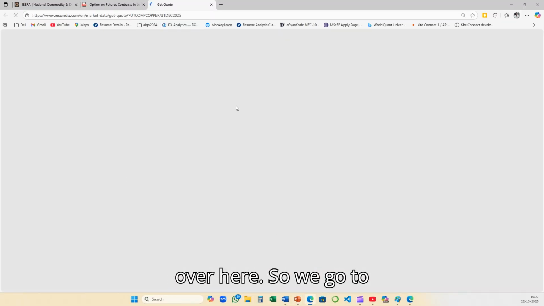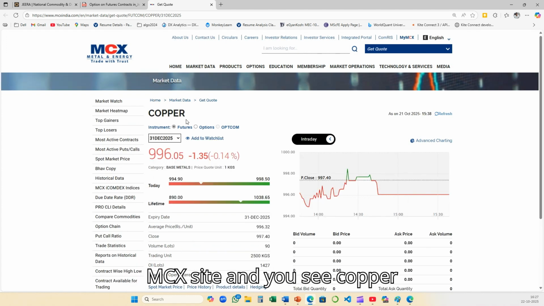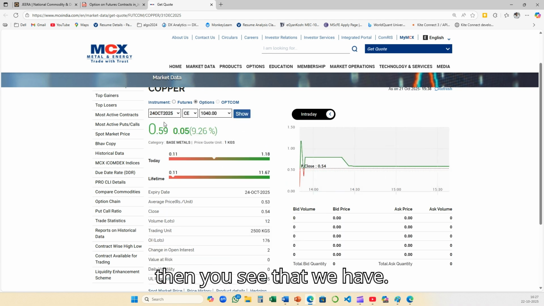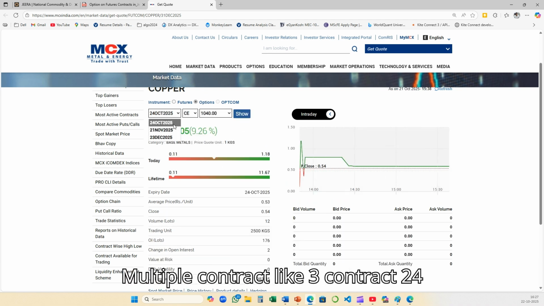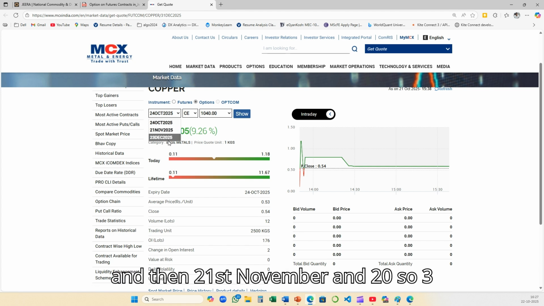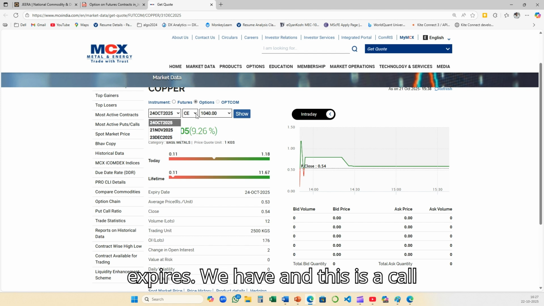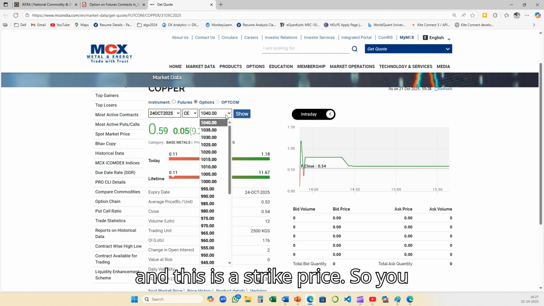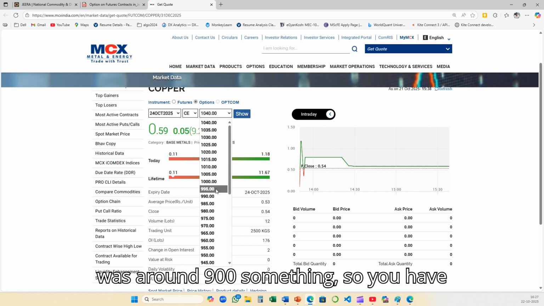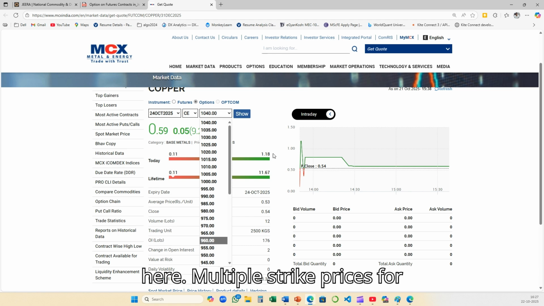So we go to the MCX site and you see copper, and the copper price was 996, which was down 0.14%. If I go to options, you see that we have multiple contracts, three contracts: 24 October, that is within a day or two, then 21st November and another. So we have three expiries, and this is a call and this is a strike price. Because we have seen the price was around 900 something, you have here multiple strike prices for that option.